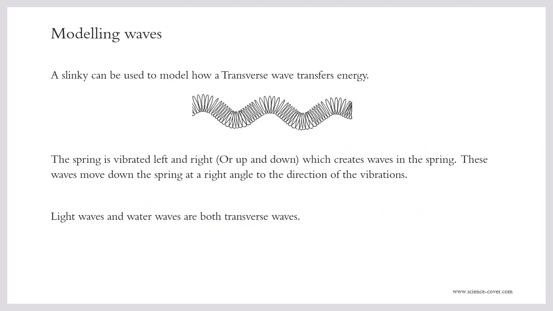A slinky can be used to model a transverse wave. If we move the spring left to right or up and down, this creates waves in the spring. These waves move down the spring at a right angle to the direction of the vibrations. Light waves and water waves are both examples of transverse waves.